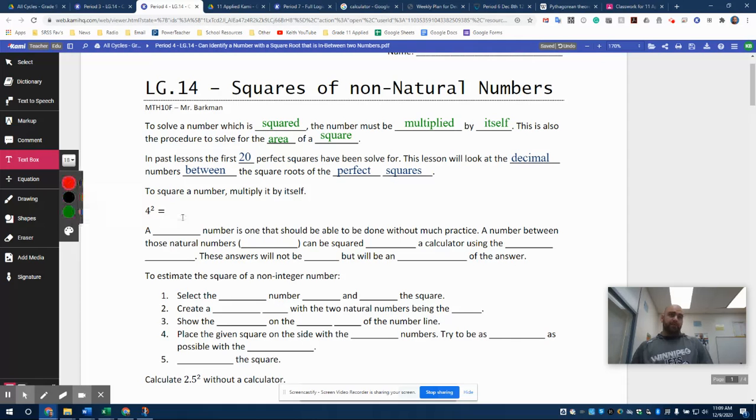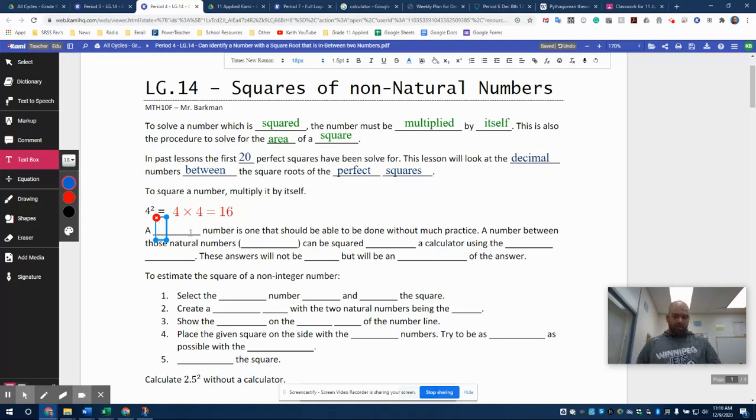So let's think back to what we've done in the past. 4 squared is the same as saying 4 times 4. And 4 times 4 is 16. So that means that 16 is a perfect square. And again, what we're doing with squaring things is just multiplying it by itself.